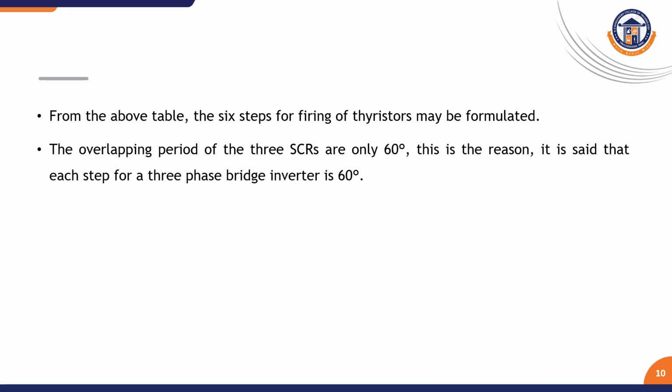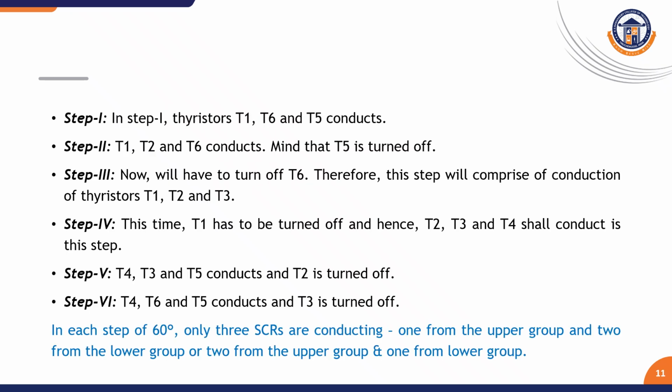Let's see the steps for getting the output waveforms. For 180 degree mode of operation, there are 6 steps. In step 1, first T1, T6 and T5 will be conducting, and here T5 will be an outgoing thyristor, and T2 will be an incoming thyristor. We will be giving the firing pulse for T2.